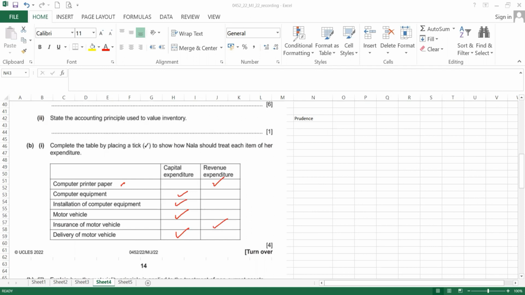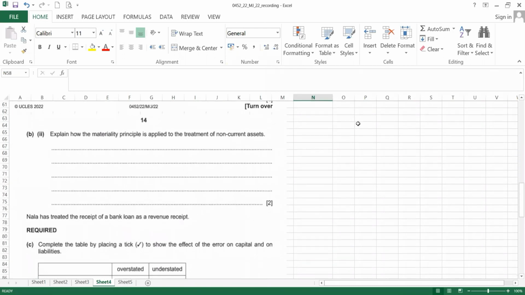Okay, now next is explain how materiality is applied on the treatment of the non-current asset.